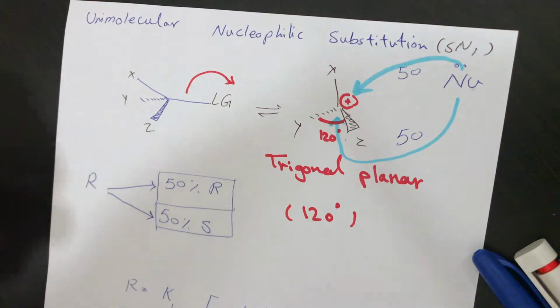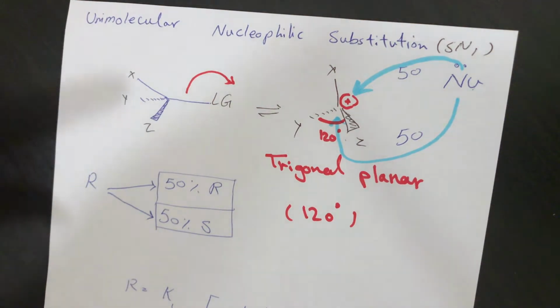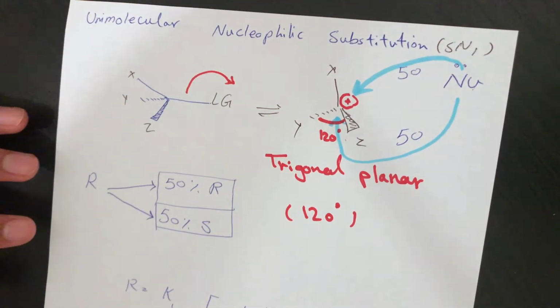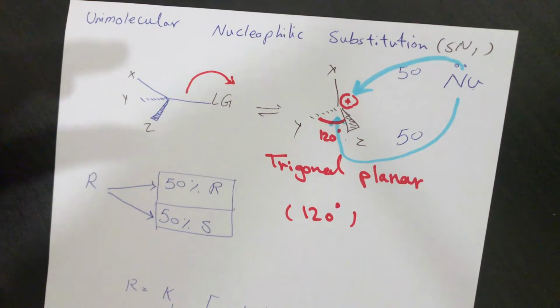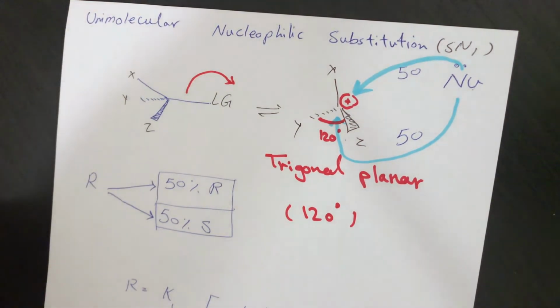So another short summary. Unimolecular nucleophilic substitution: first the leaving group leaves, and there is no double bond involved with substitution. So we will never have a double bond. There is no resonance as well. The leaving group leaves, so what happened? A carbocation intermediate forms.